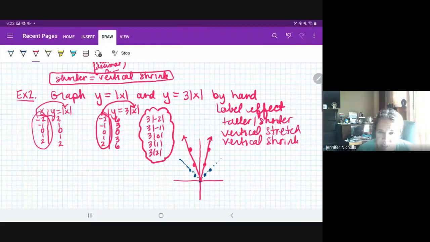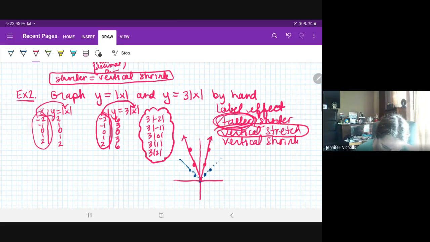So what do you think? What does your graph look like? Does it look taller? Does it look shorter? Okay, so it looks taller. So you're going to write taller, and then a taller is a stretch or a shrink. So stretch. You're going to put vertical stretch, and you're going to put taller. You do have to put the word vertical because later on there's going to be horizontals.